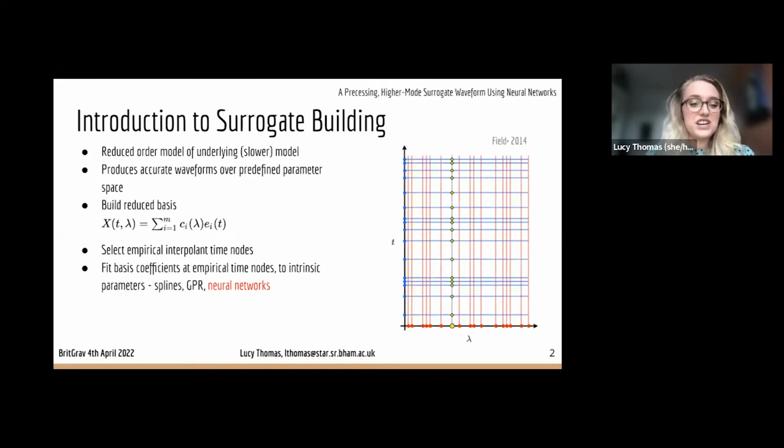And this fitting procedure can be done in a number of different ways, such as cubic splines, Gaussian process regression, or neural networks. And for examples of each of these techniques, as well as some more detailed information on building surrogate waveform models, I've included some more references down here.